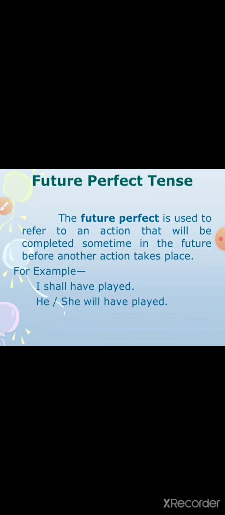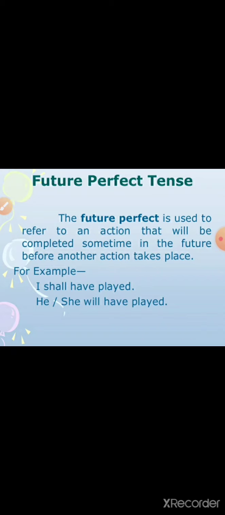So coming back to future perfect tense, the rule is subject plus will have or shall have plus third form of verb plus rest of the sentence. Third form, जिसको आप past participle भी कहते हैं. Subject plus will have or shall have plus third form of verb plus rest of the sentence.